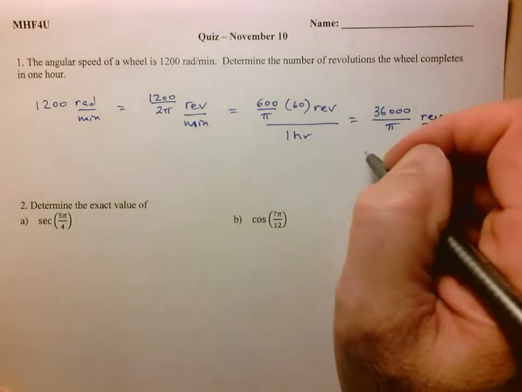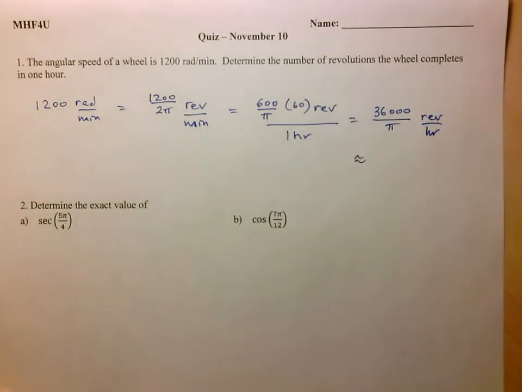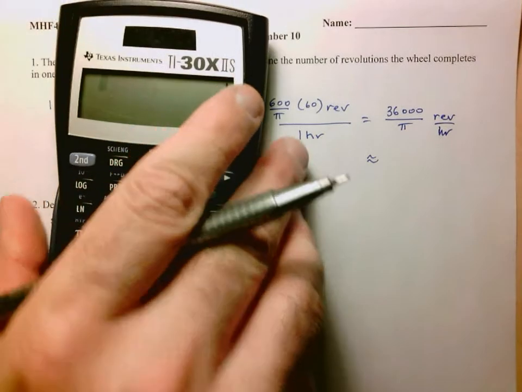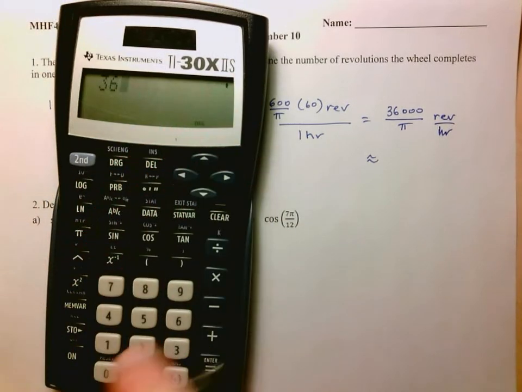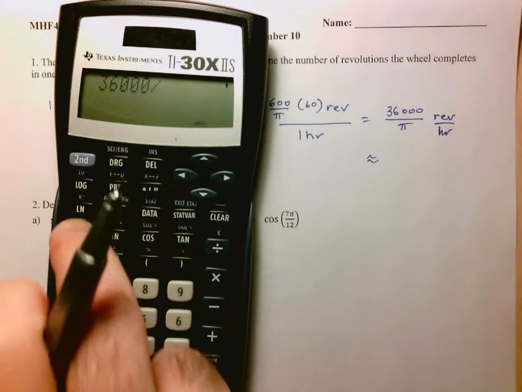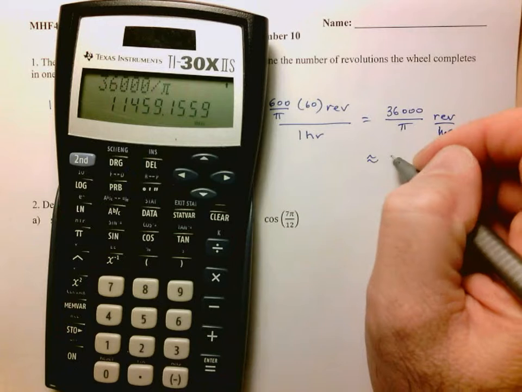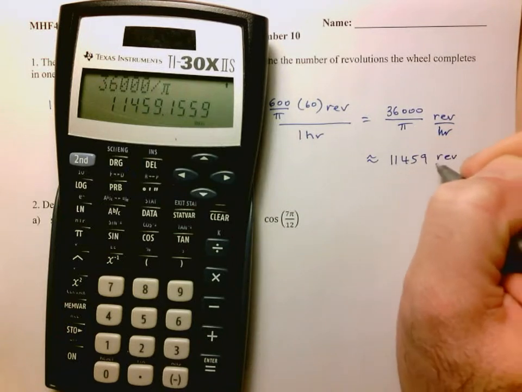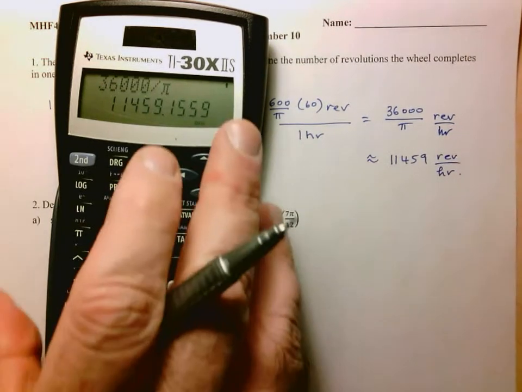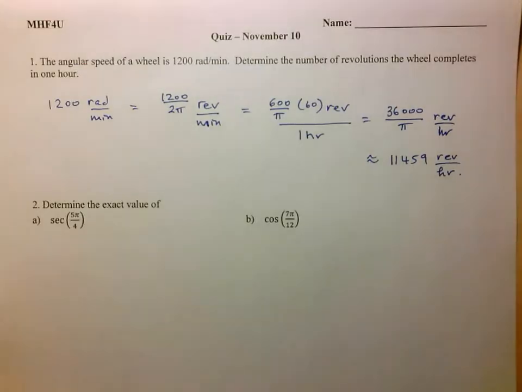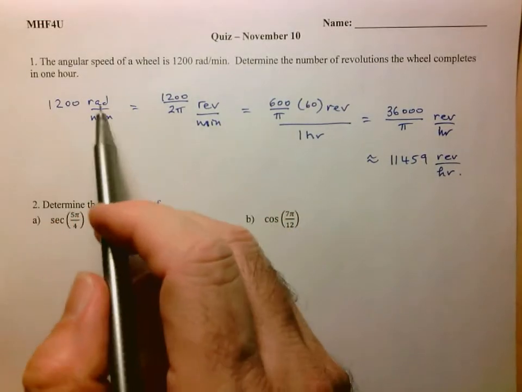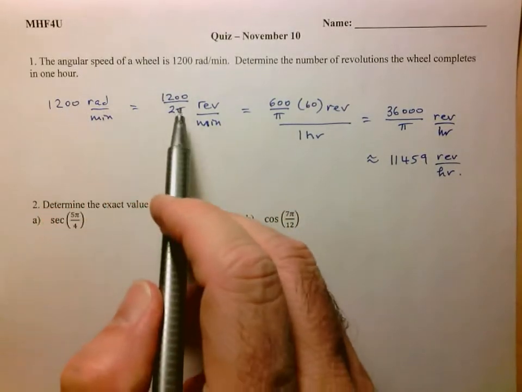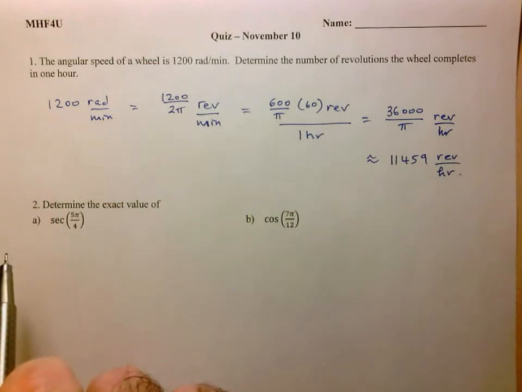Now, given that this question is a context question, I'd be fine with you giving me an approximation. So let's calculate that approximation, 36,000 divided by pi. So we have about 11,459 revolutions per hour. Again, just to recap, start with the information that you're given and just carefully change the units as you go along.